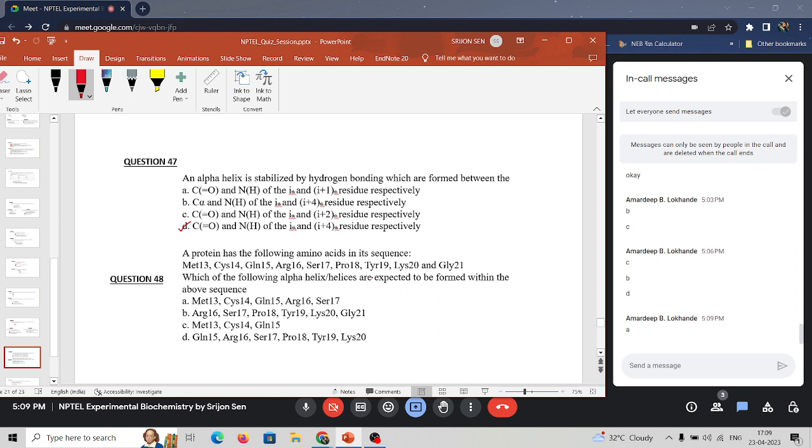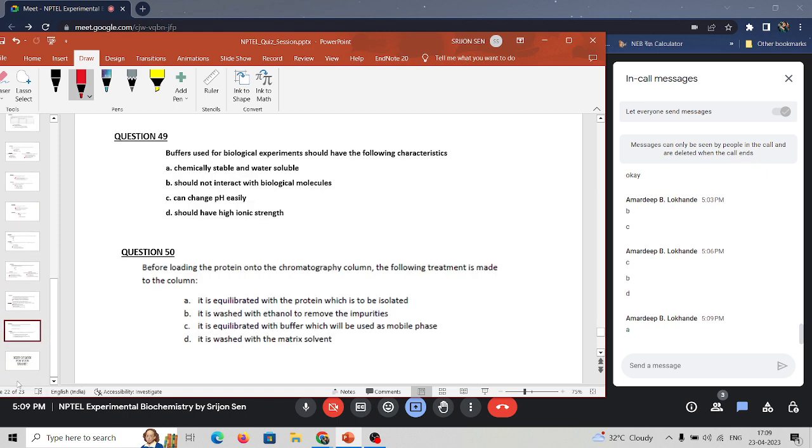Yes, because prolines and glycines are basically your helix breakers. They are mostly involved in turns. So when there is a proline, it will break your helix. So only the first 5 sequence will be involved in your alpha helix formation. So E is the correct option, where you will have methionine, cysteine, glutamic acid, arginine, and serine. Okay.